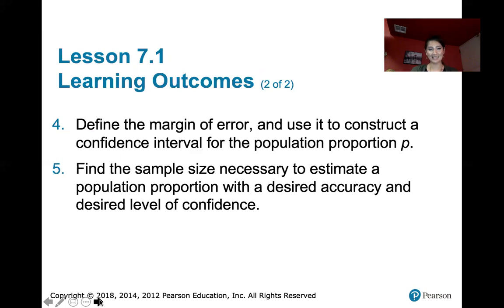And then lastly, we're going to answer that sample size question. We're going to find the sample size necessary to estimate a population proportion to a desired degree of accuracy. That means with a certain margin of error and a desired level of confidence. And we're going to talk about what that means in learning outcome number 5.